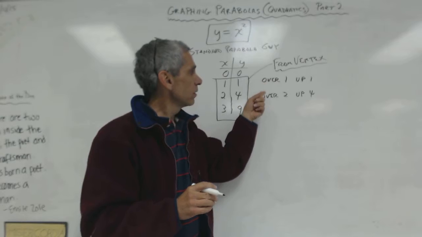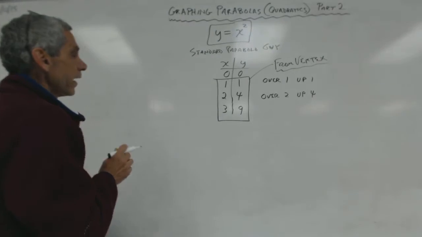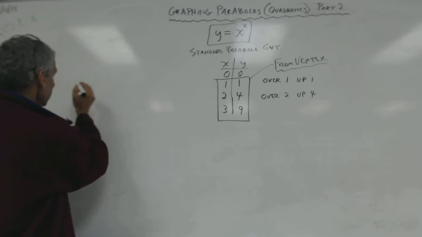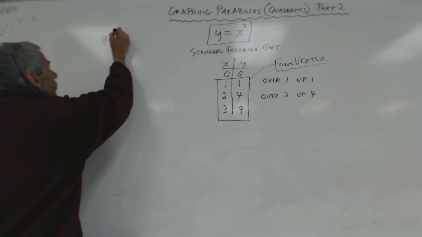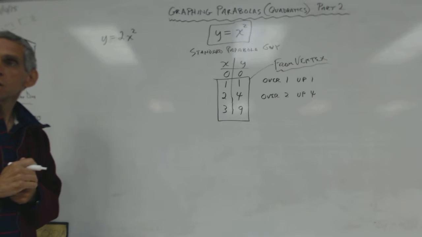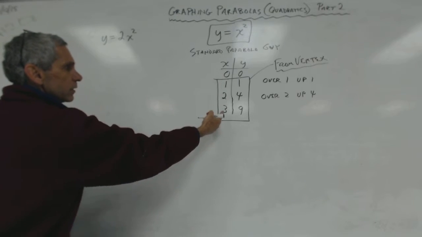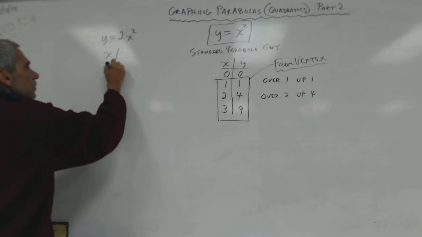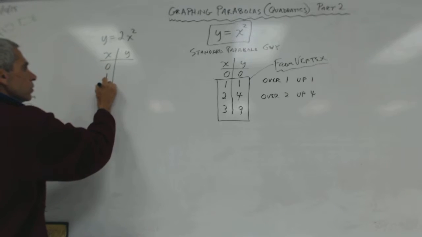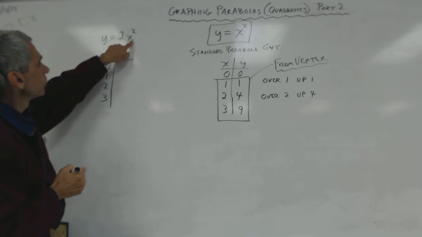So this is Standard Parabola guy, over 1, up 1, over 2, up 4. Everybody gets that, right? Now, what happens when I write y is equal to 2x squared? Let's just do it. Let's choose the same x's and see what happens to our y's. So we've got an x and a y, and we're going to choose 0, 1, 2, 3. If x is 0, y is 2 times 0, which is 0.